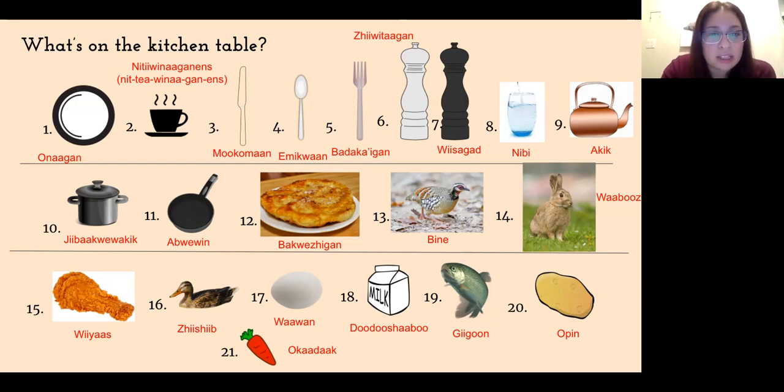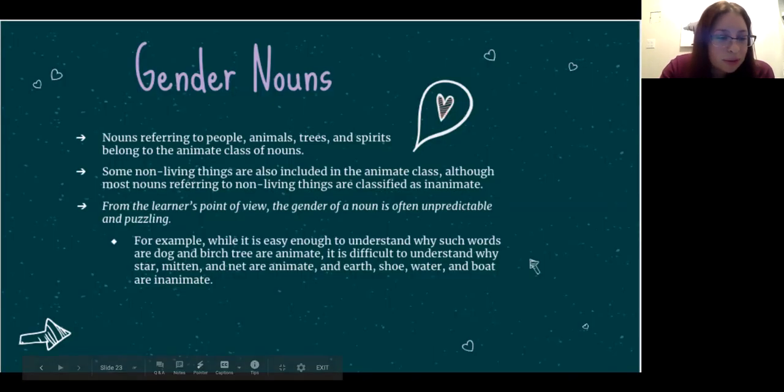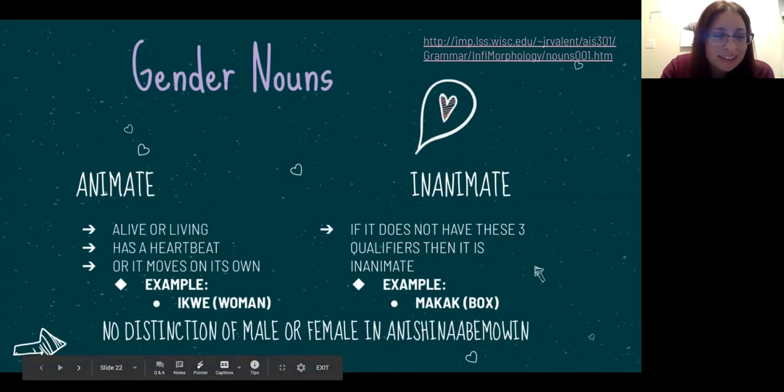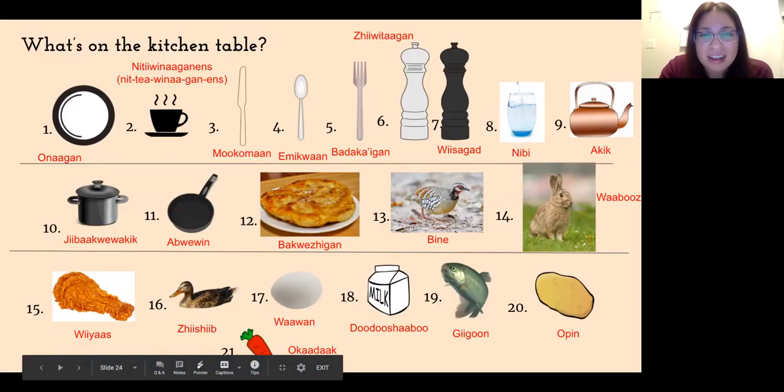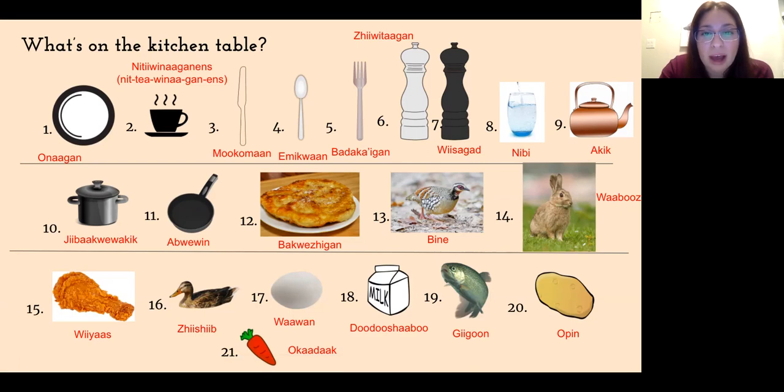So 3 is knife, mokoman. 4 is spoon, emikwan. So 5 is fork. Oh, oops, my bad. Badakiigan. Badakiigan.